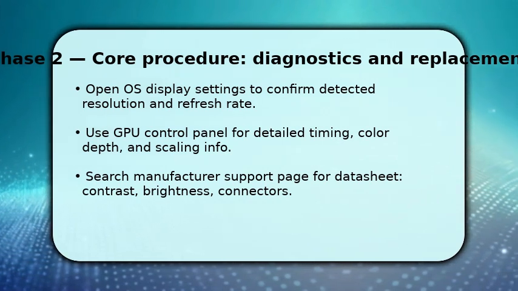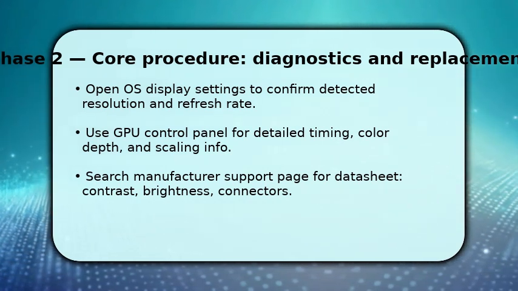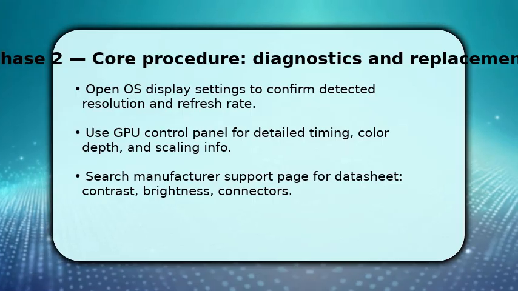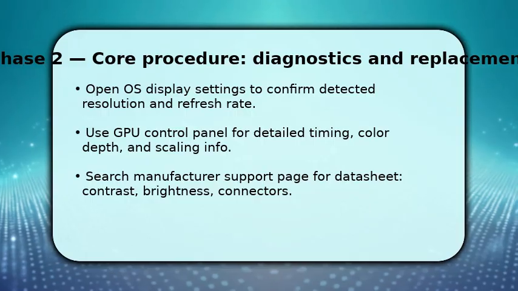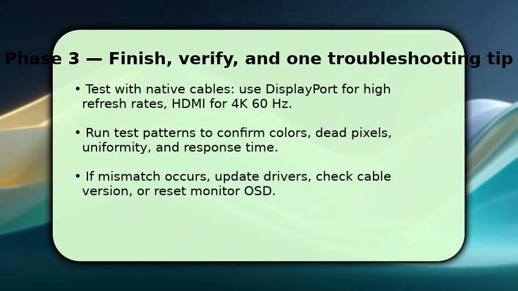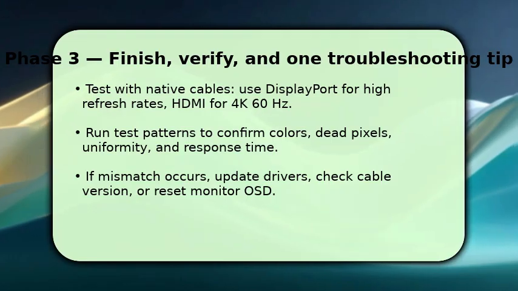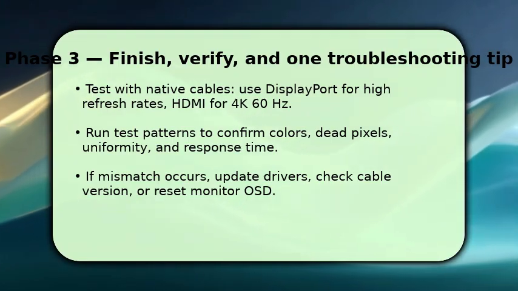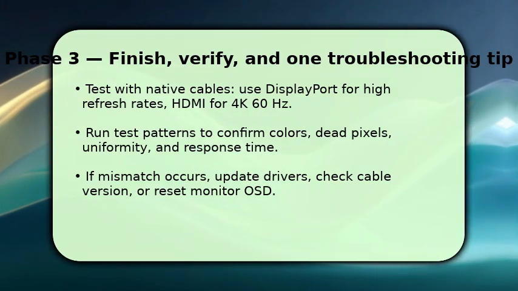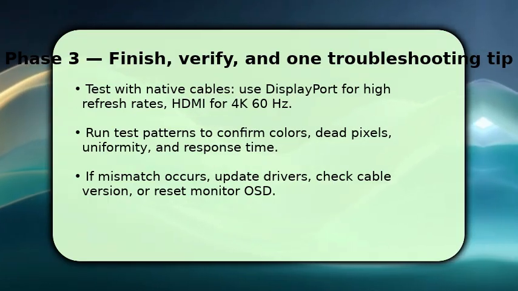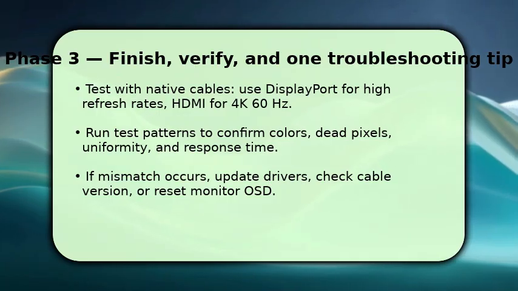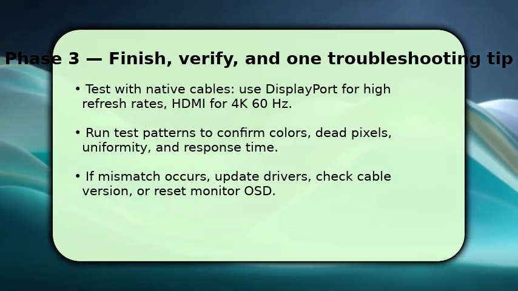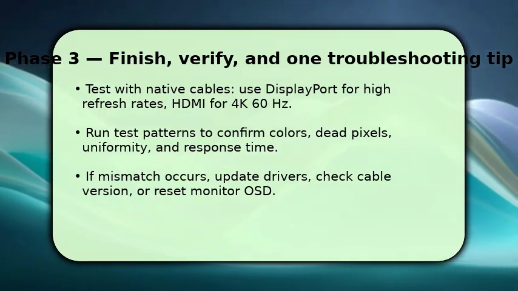Finally, verify specs in practice and resolve discrepancies. Connect the correct cable, DisplayPort for 144Hz and above, HDMI for 4K at 60Hz, then choose the native mode in your OS. Run test patterns to confirm color, dead pixels, uniformity, and measured response times. This validates datasheet claims. If reported specs differ, update graphics drivers, try a higher spec cable, or reset the monitor OS.